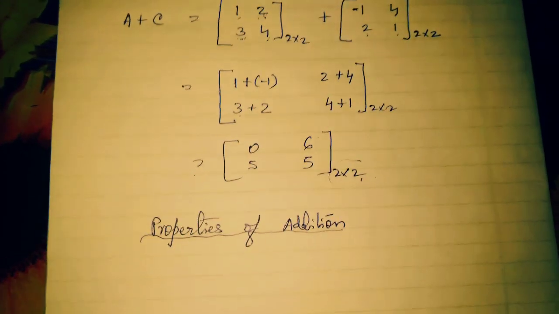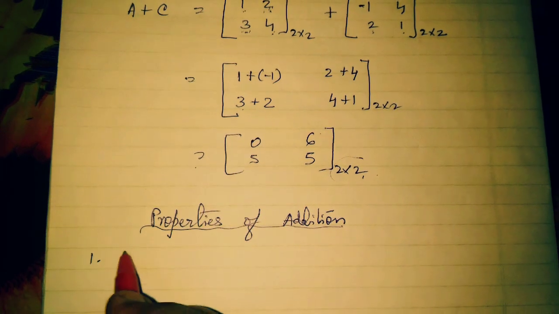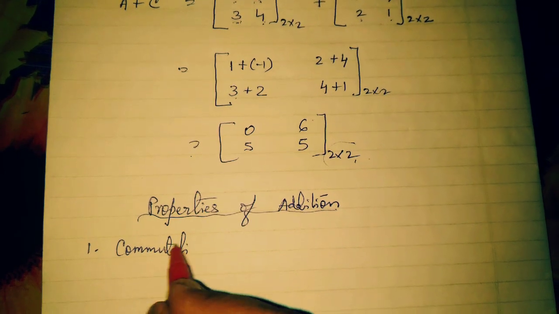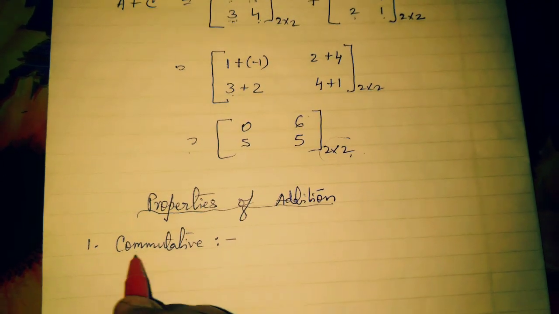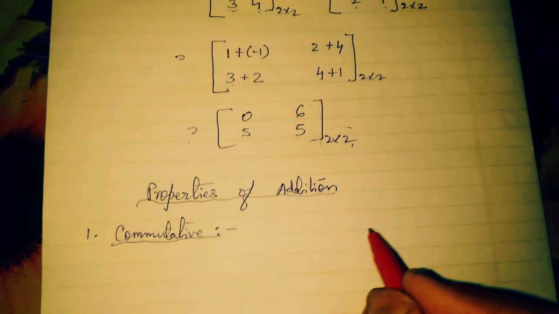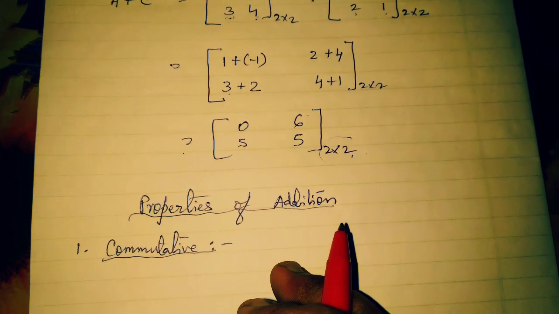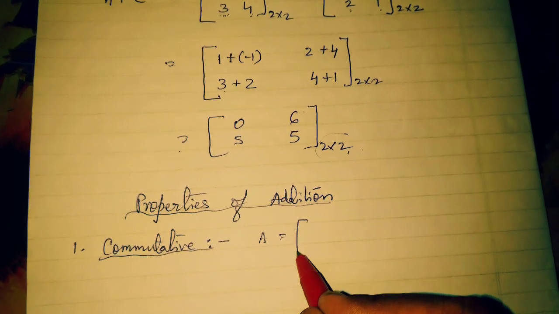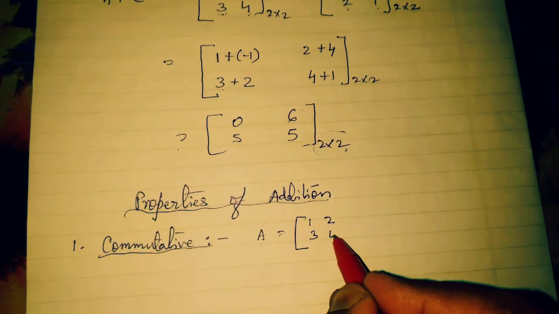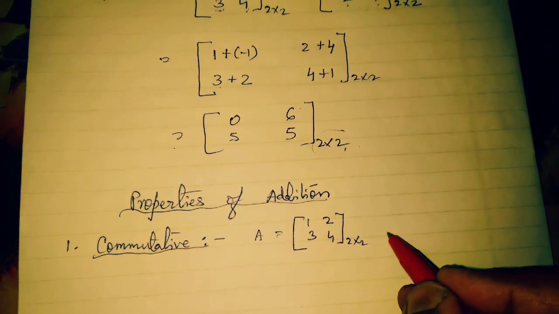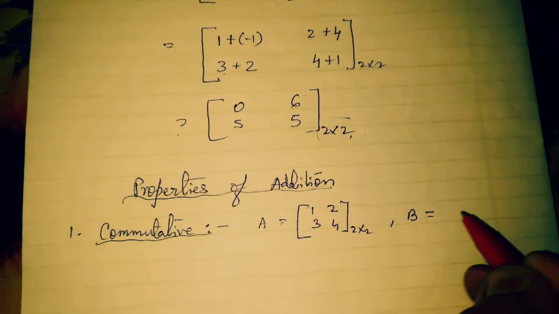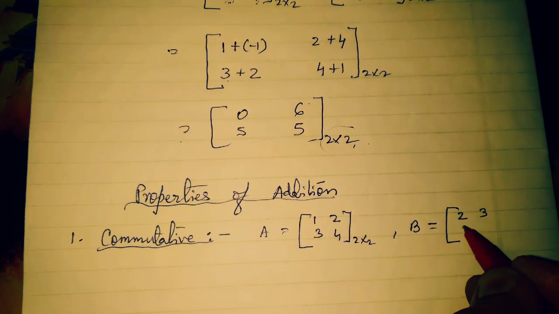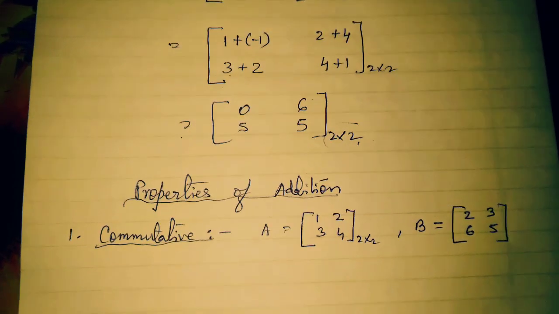First is commutative. You already know the commutative law. Suppose A and B are matrices, addition is commutative. Like if we take a matrix A given as 1, 2, 3, 4, this is a 2 into 2 matrix, and matrix B is given, suppose, as 2, 3, 6 and 5. These two are the matrices given over here.